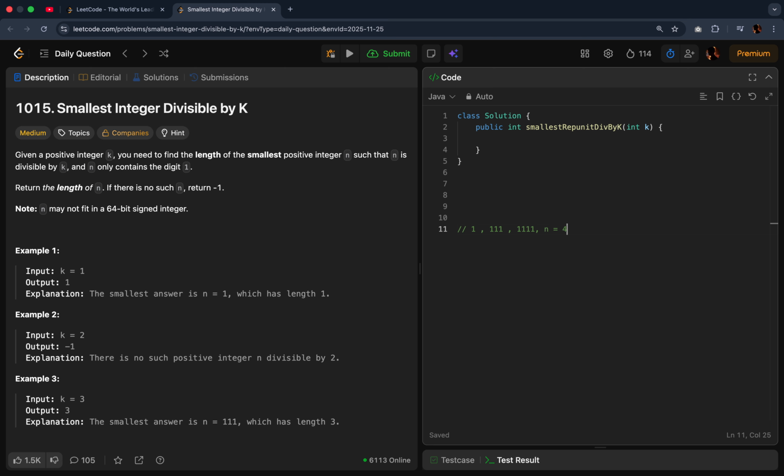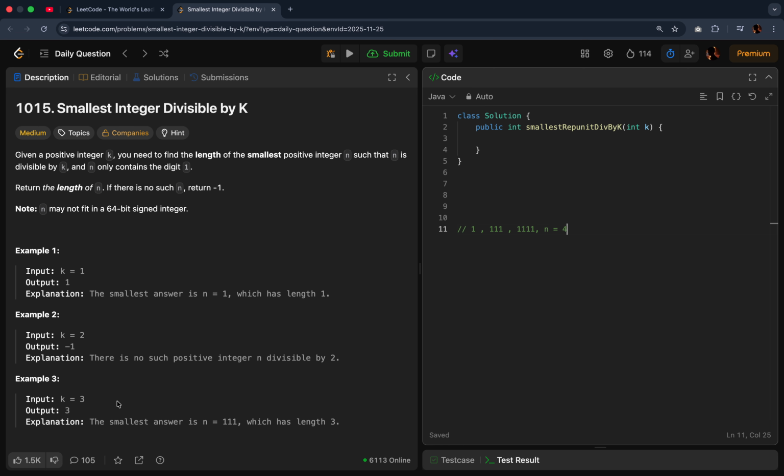We have to remember that if k is 2 or 5, then it is impossible to divide, so we will be returning -1, because there is no number made of ones which is divisible by the given input. For example, if the input k is 2, then the output is -1. Why? Because there is no such positive integer n divisible by 2, so we return -1.